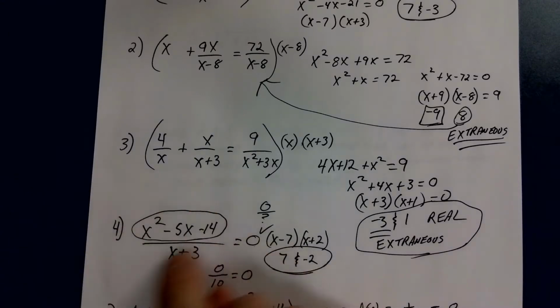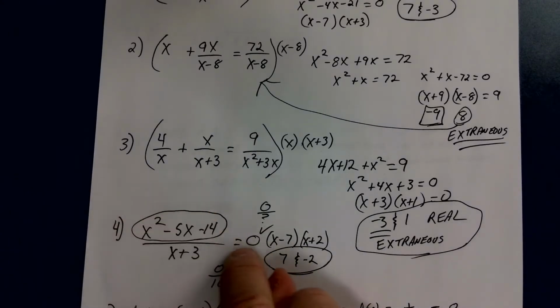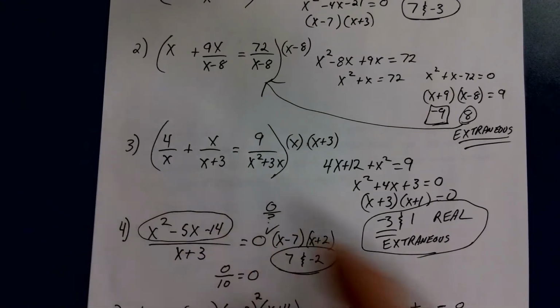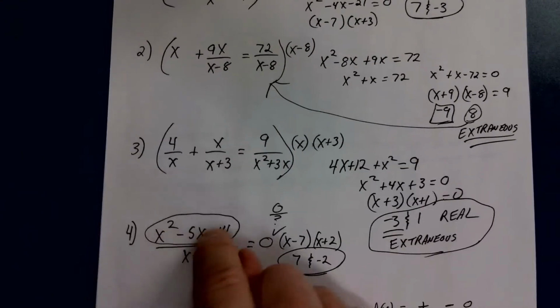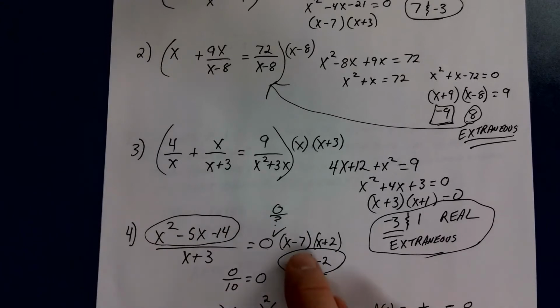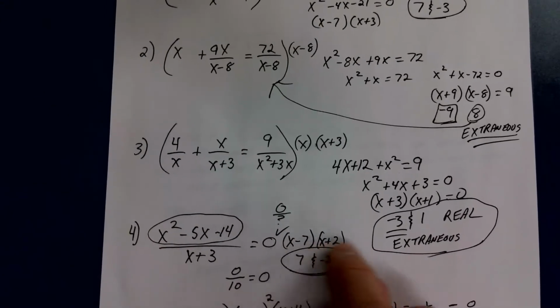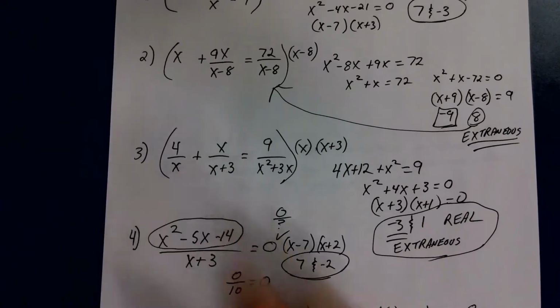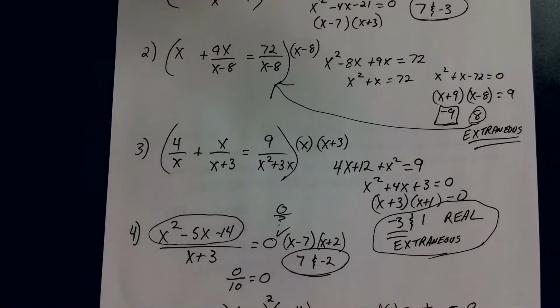So one more time, if that went a little fast for you. If I have this division problem, this rational equation equal to 0, the only way it can equal 0 is if the numerator equals 0. So I'm looking for factors of the numerator that give me 0. I simply set the factors equal to 0 and I get the opposite, 7 and negative 2. I check both of those and it will work, even though I only showed you one. Is that okay?